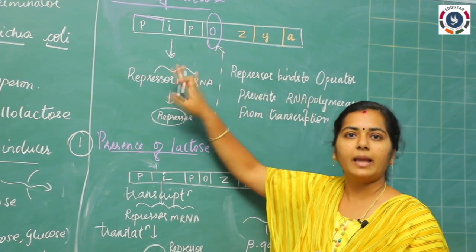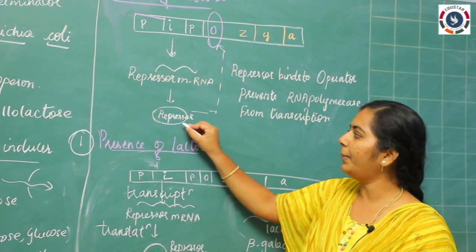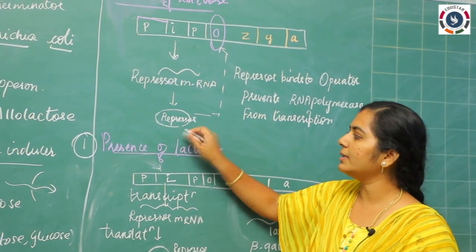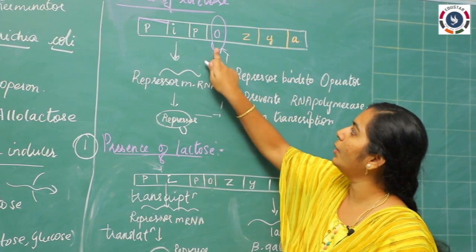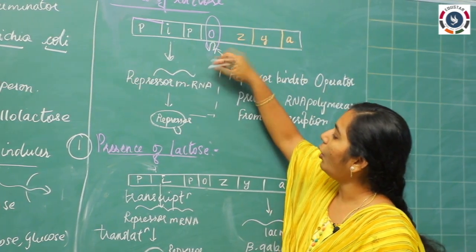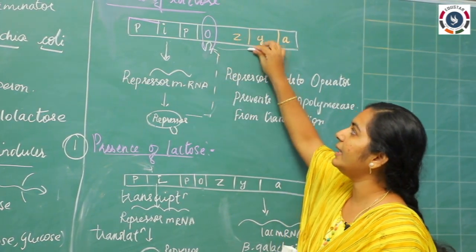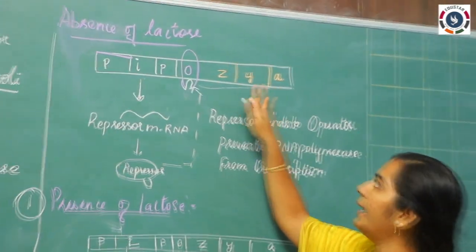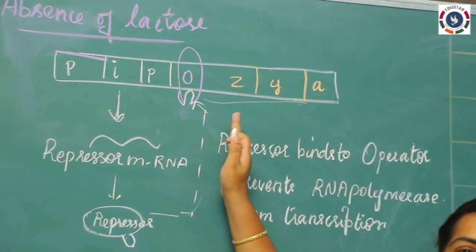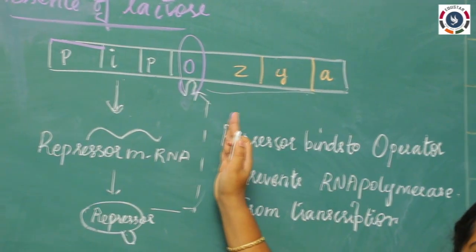So our operator gene will be ready for the transcription process. But though there is an absence of lactose, our repressor molecules have particular binding sites. So this repressor molecule will go and bind with the operator and prevent the transcription process. So there won't be any synthesis of Z, Y and A. Here the mechanism is off. The lac operon is off.